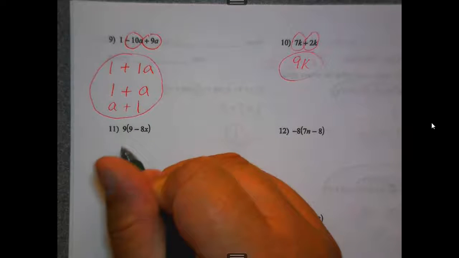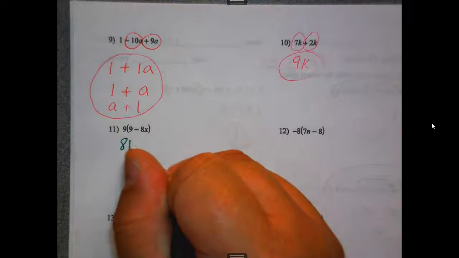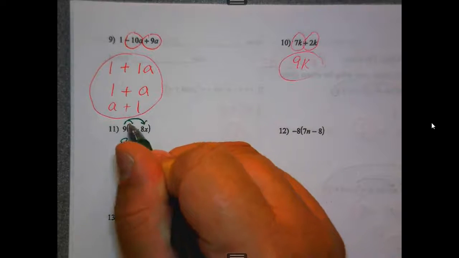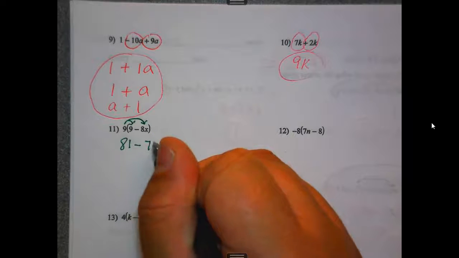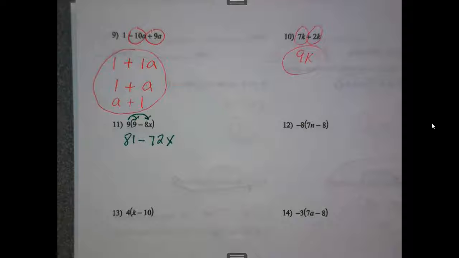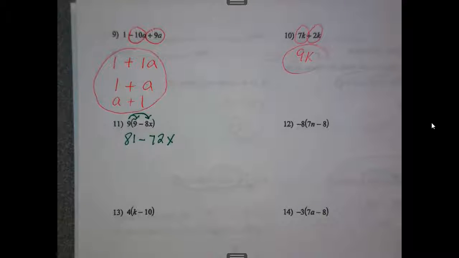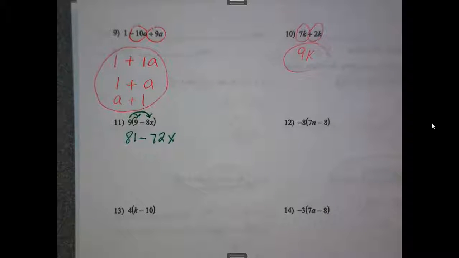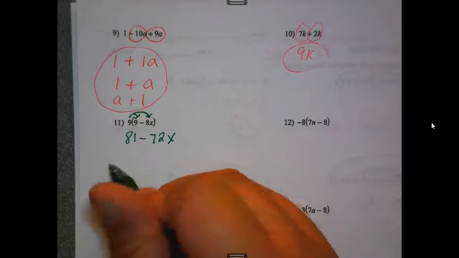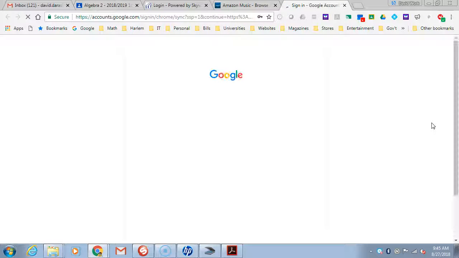Nine times 9. And then 9 times -8. -72x. I cannot combine those. They are not like terms. Okay? Now, ladies, what? Are you about time? You could put the -72.